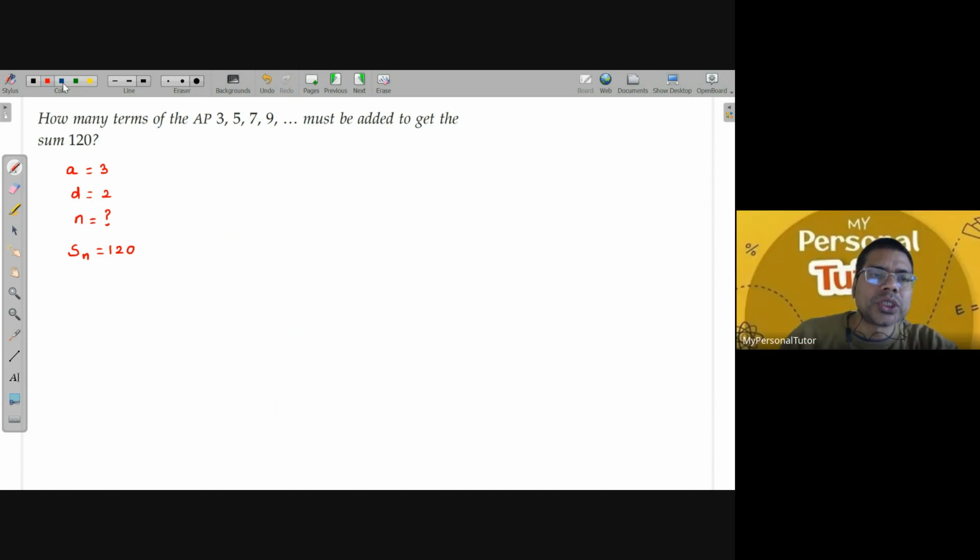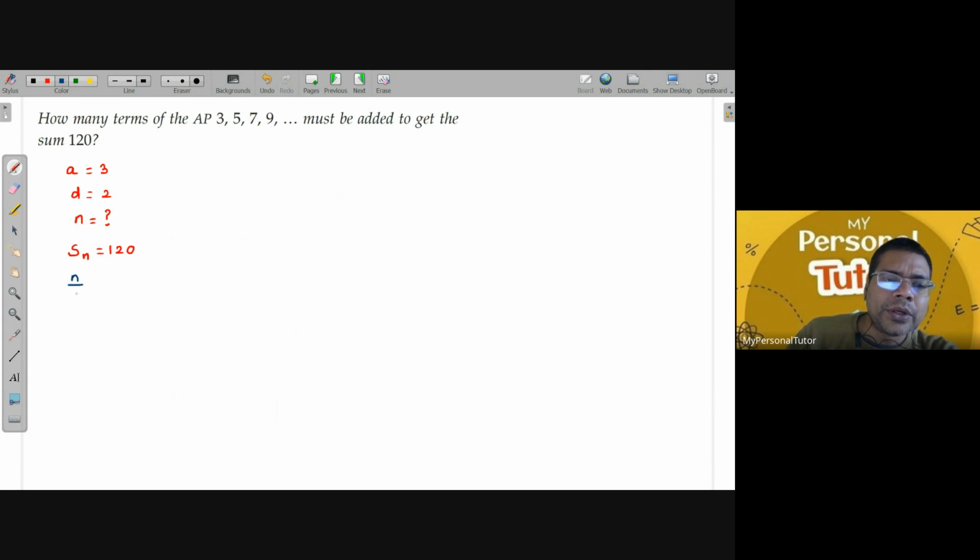Very basic question, Arohi. Sum of n terms is given to you as 120. You know the value of the first term. You know the value of the common difference. You just need to find the value of n, right? So that's very simple. Sum of n terms, what is the formula?